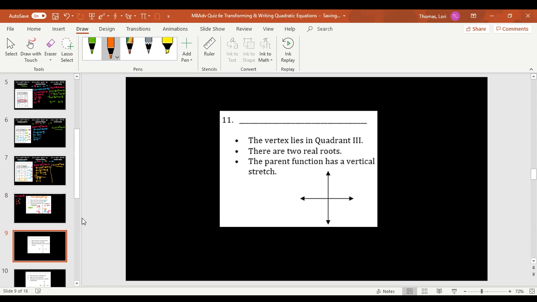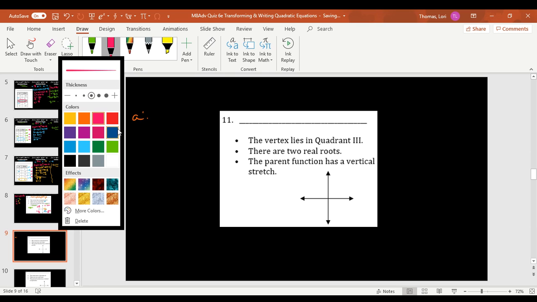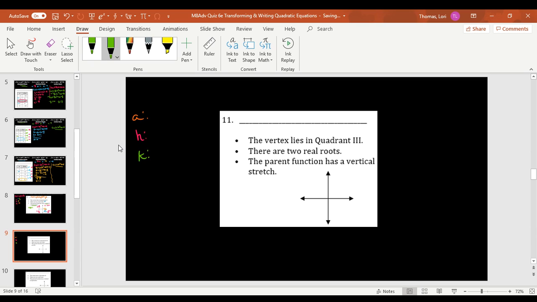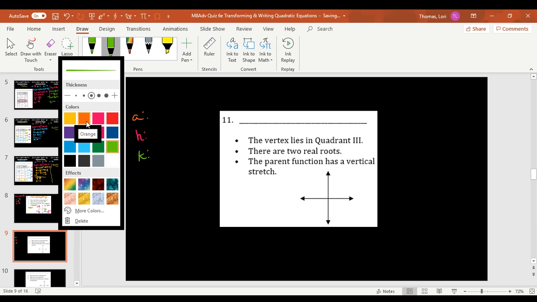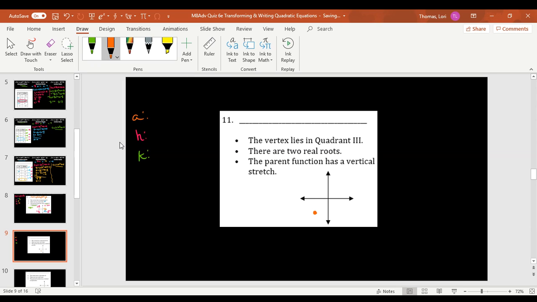Okay, let's go through this. The vertex, so again, we need an a value, we need an h, and we need a k. So let's start with our a value. First of all, the vertex lies in quadrant 3. So quadrant 3 is here. There are 2 real roots. So in order to have 2 real roots, my parabola has to curve up to intersect the x-axis. So my a value is going to be positive.